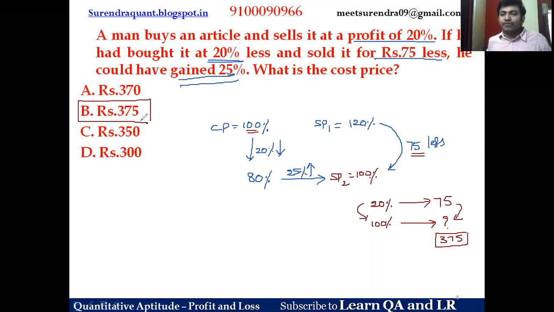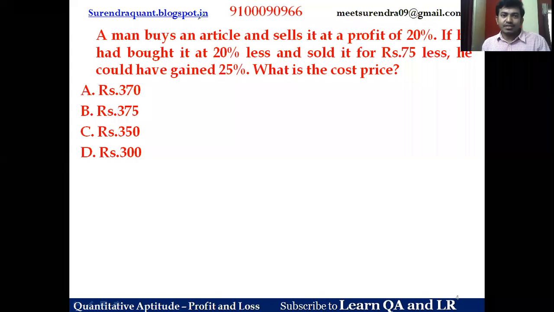Sometimes they may ask you to find out the reduced cost price. So the reduced cost price is 80% of 375, because the cost was decreased by 20%. So this is one effective way to solve it in the quickest manner. Okay, let us not stop here. Let us try another two or three questions to get a good command on this. Okay, let's see one more such question.